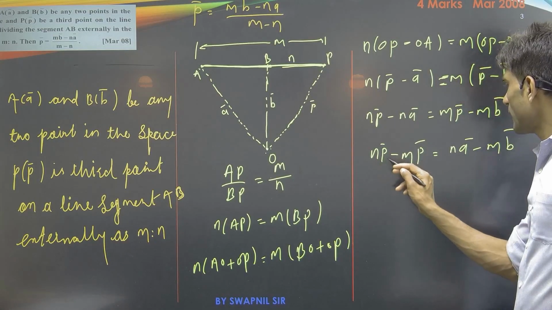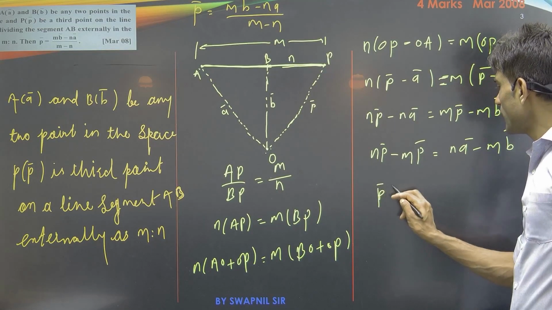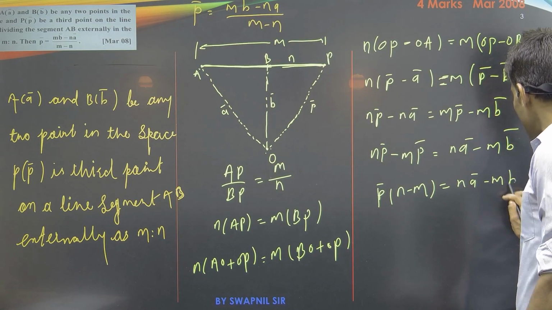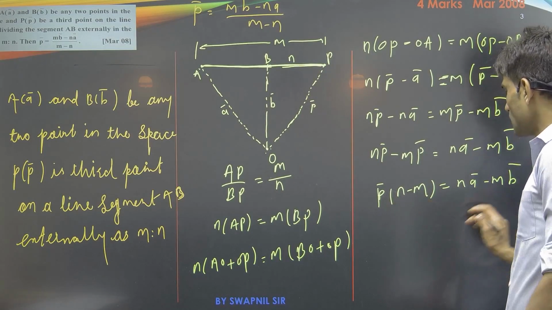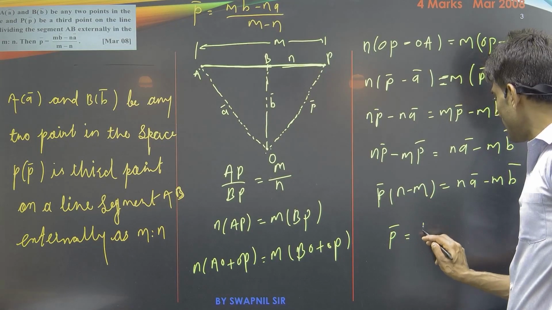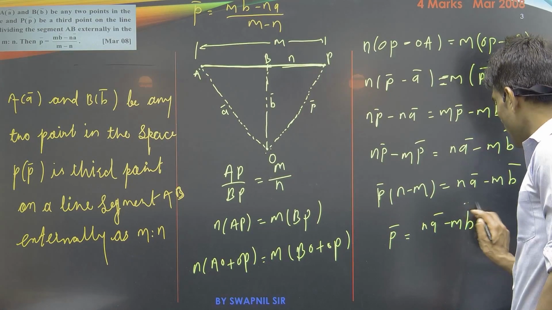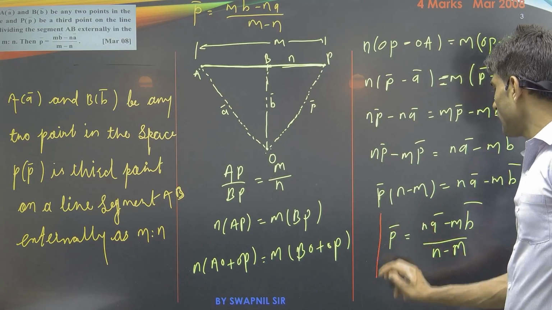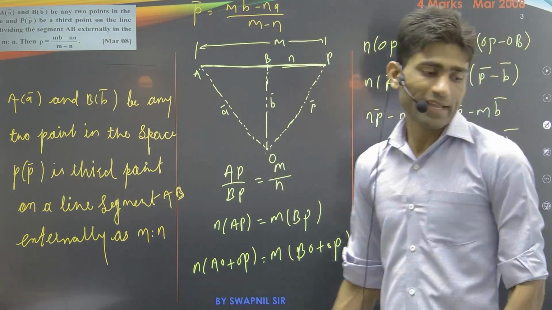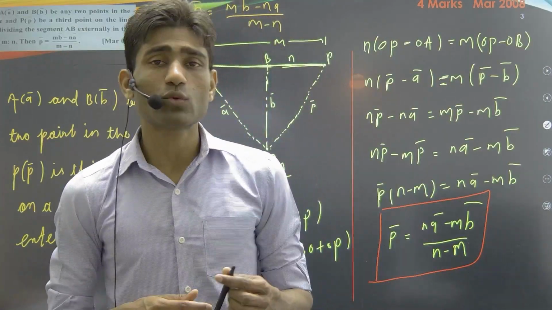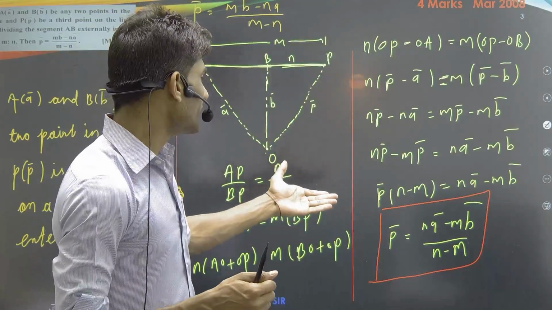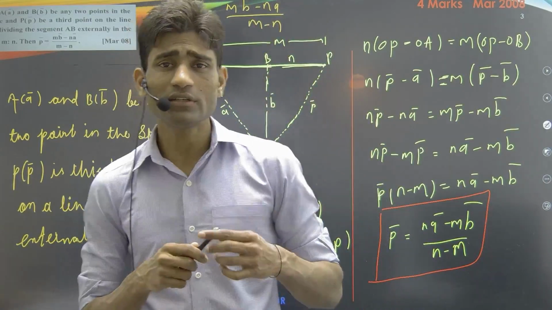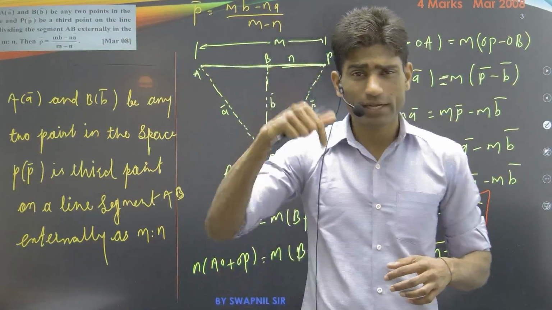Now take P bar common, so P bar times N minus M equals N times A bar minus M times B bar. Take that multiplicand to the other side, so we get the denominator. So P bar can be written as N A bar minus M B bar upon N minus M, which is our required standard proof of the section formula for external division. Now see how easy the questions in your board exam are. They give the answer in just 2 to 3 steps. I don't think anything is difficult here. If you find anything difficult, let me know in my comment section.